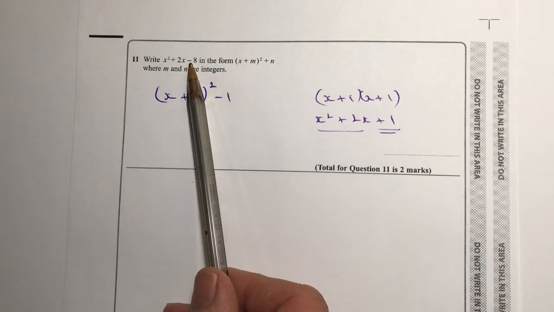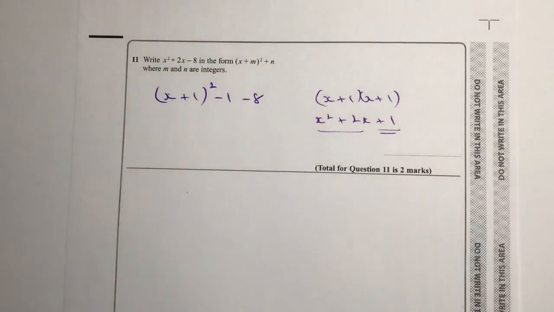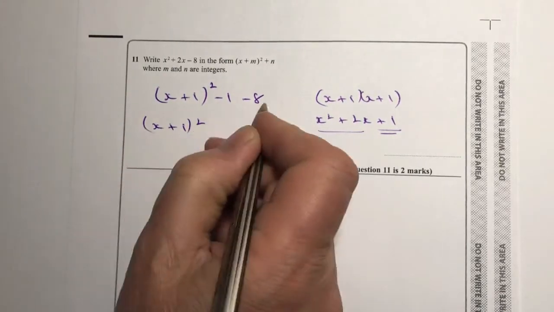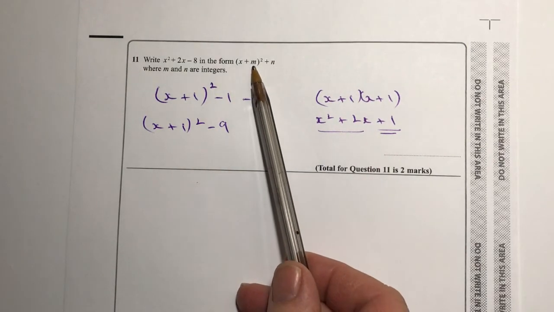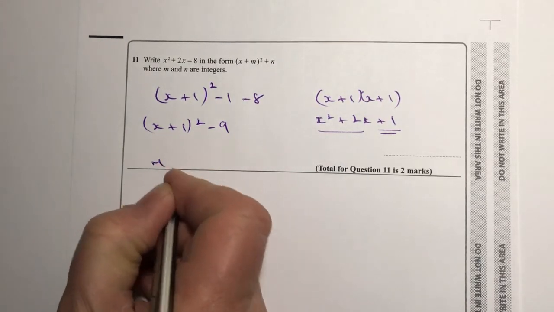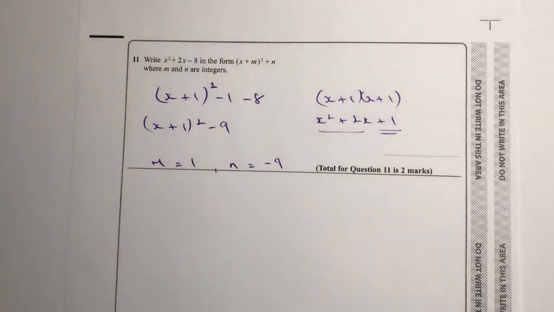Then we've got to deal with this third term, which is minus 8. So if I minus 8 from there, it's then just a case of tidying this up. So we end up with (x plus 1) squared minus 1 minus 8, which is minus 9. So in this particular case, m equals 1 and n equals minus 9. Okay, hope that's all right for you. Let's move on then to question number 12.